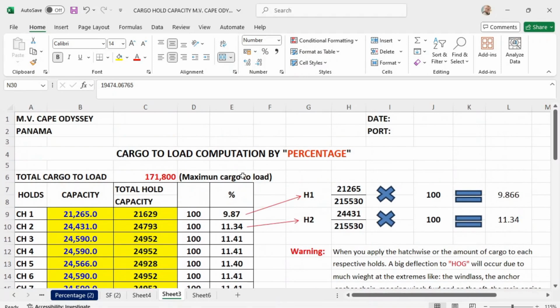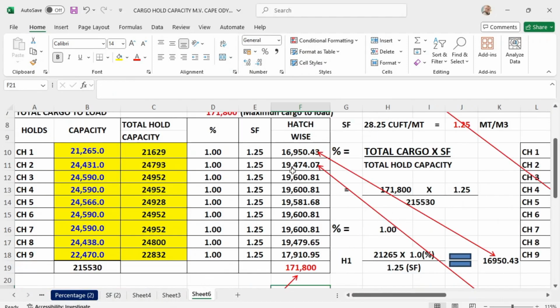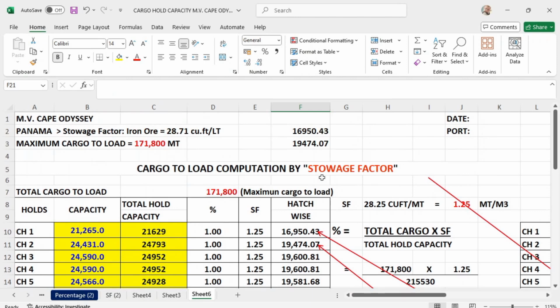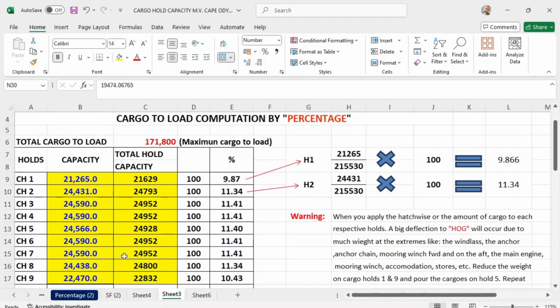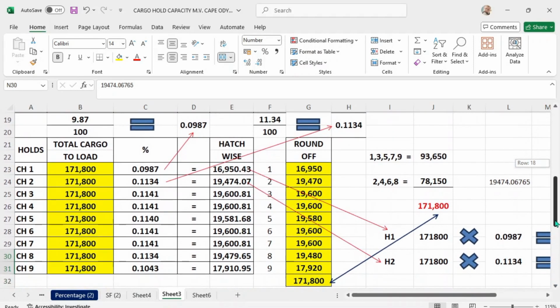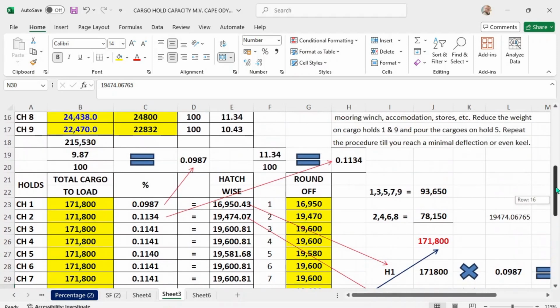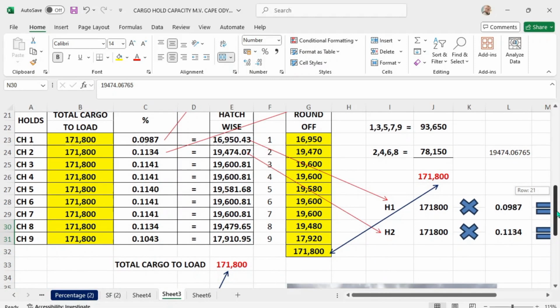Cargo to load computation by percentage, and the other one is by stowage factor. Okay, in percentage you will not use the stowage factor, only the percentage. Okay, so if you have a note with you, just follow these figures and each column, and take note of this formula, and so does the second column, second figure, you follow this figure here and follow this formula. Okay, you have an arrow here, then how to get this one, you have an arrow here.